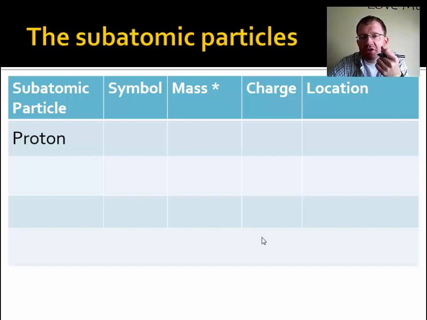So the proton is our first one, in no particular order necessarily. The proton is abbreviated as a p with a plus. That's a lowercase p, and all the symbols will be lowercase letters. Lowercase p with a positive sign.